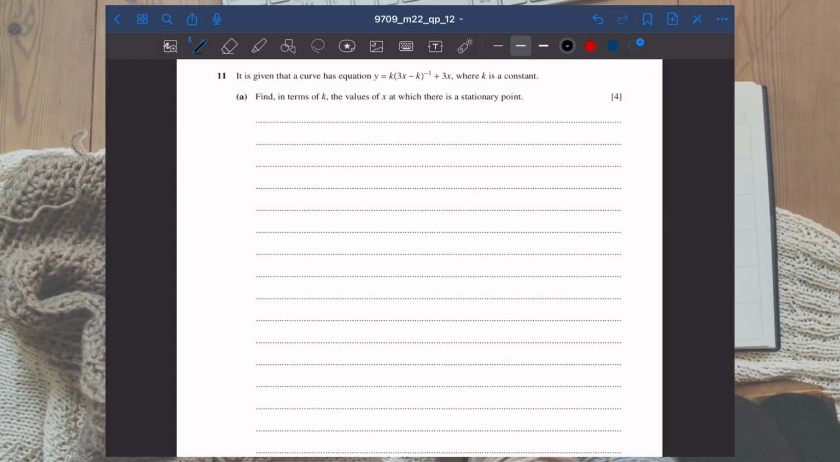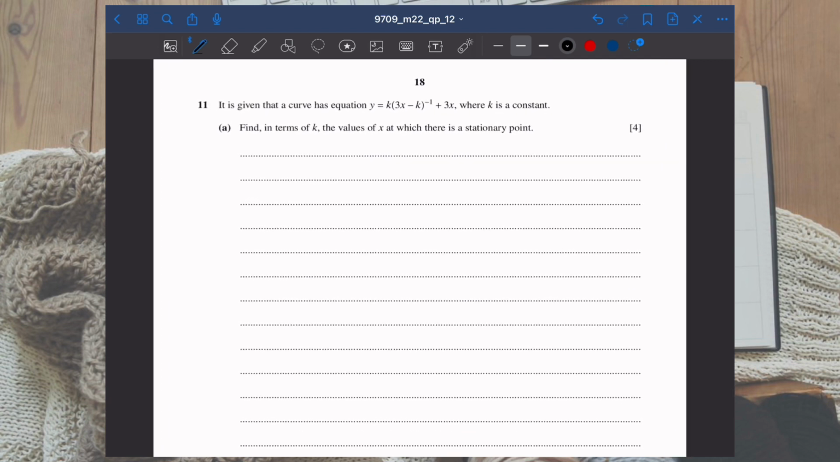Question 11. It's given that a curve has equation y equals k bracket 3x minus k power negative 1 plus 3x, where k is a constant. Part A, find in terms of k the values of x at which there is a stationary point.